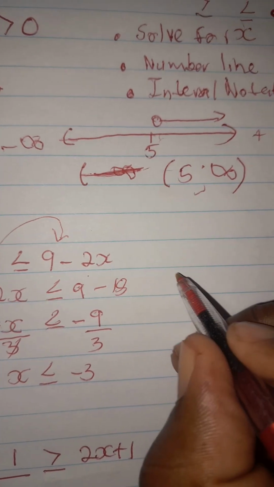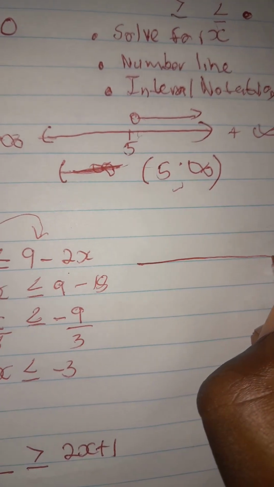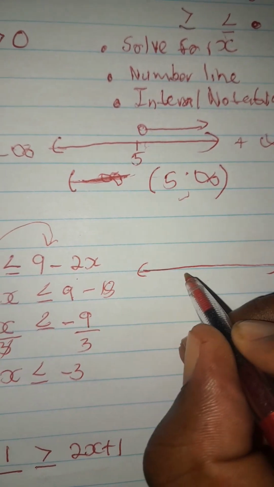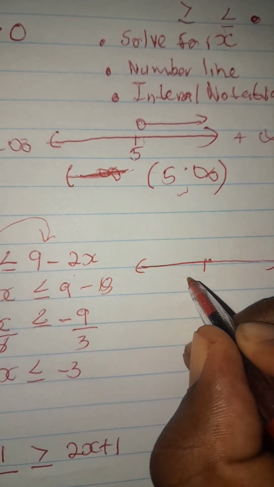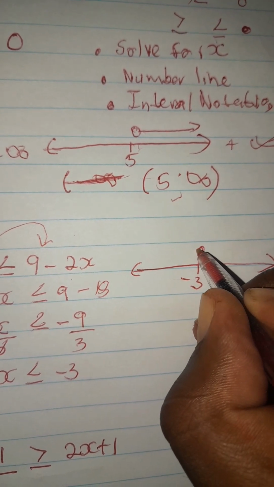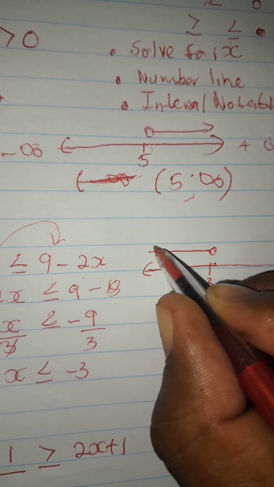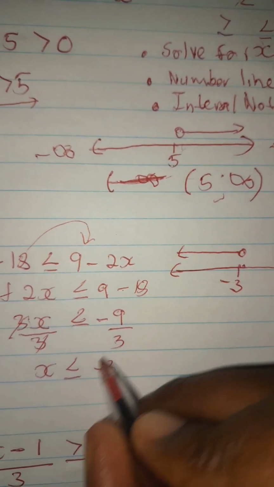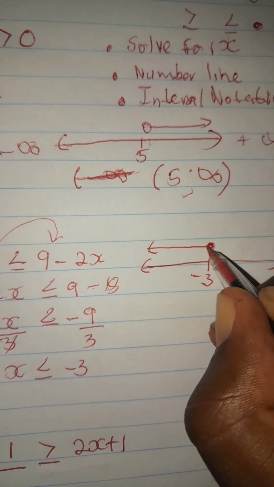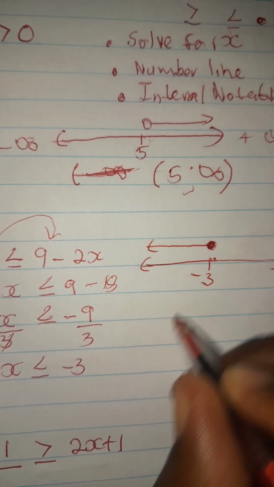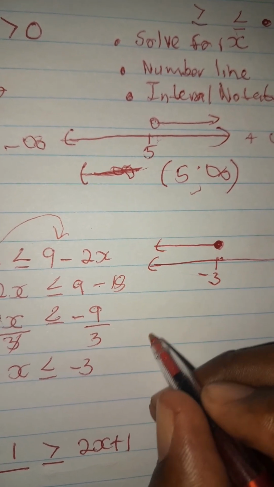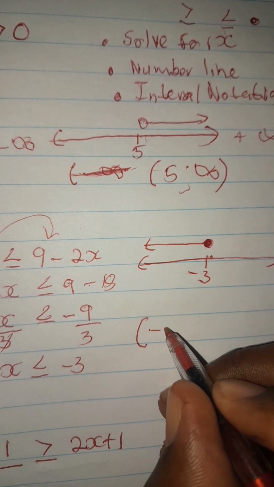Okay, we have to represent our solution on a number line. Since it's less than, it's going towards negative infinity, so it's going to be at -3, pointing to the left hand side. Since it's less than or equal to, we are going to use a closed circle. So representing it in interval notation will be x is an element of negative infinity.